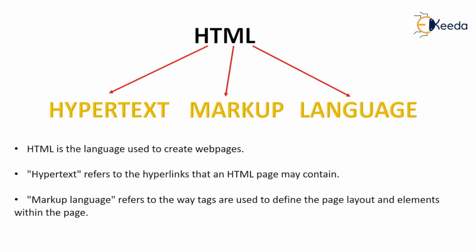Let's see. HTML is the language used to create web pages. Hypertext refers to the hyperlinks that an HTML page may contain. And markup language refers to the way tags are used to define the page layout and elements within the page. Not understood? Let's see with a different example what is hypertext, what is markup, and what is language.